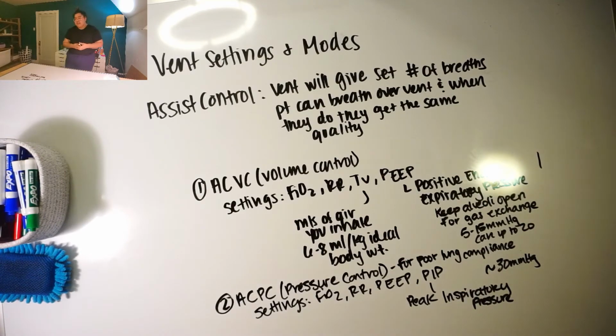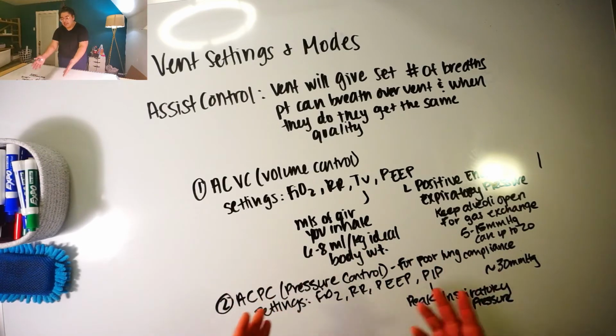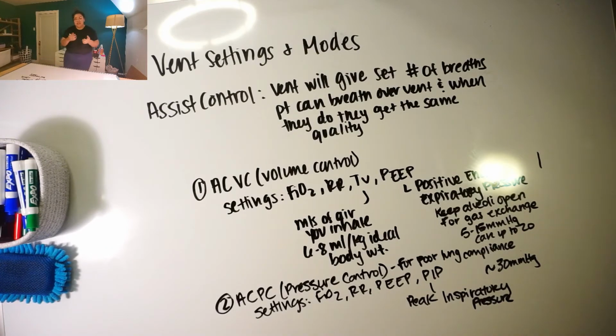The thing that you have to remember is that when their lungs get better, the volumes that they're going to be pulling are going to be much higher. So you should switch back to volume control so that way you don't develop volutrauma. Okay, so going back to assist control, what the overall vent will be giving the patient is this set number of breaths with the same quality. So if you're in volume control, it's going to give you, say, a rate of 12 breaths a minute, and that tidal volume is going to be 450.